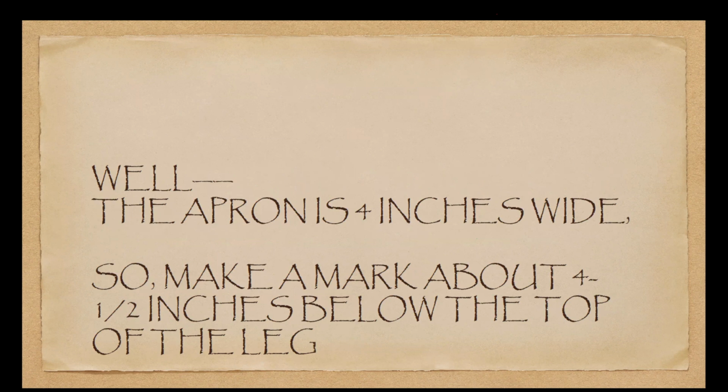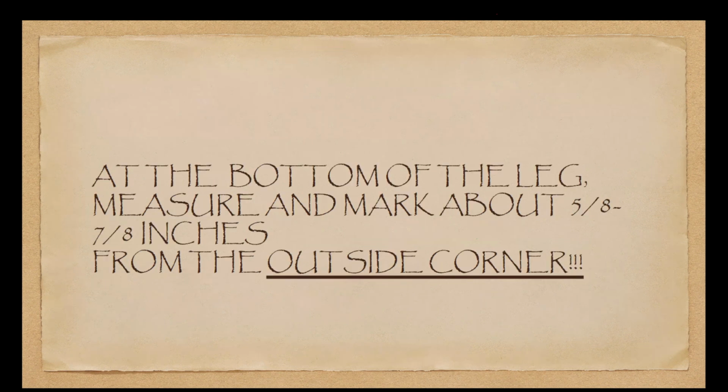So what we would do is, again, accept that the apron is 4 inches wide. So what you would do would be to make a mark about 4.5 inches below the top of the leg. And then at the bottom of the leg, you would measure and mark about 5/8 to 7/8 inches from the outside corner. You also need to make sure that you mark the inside and outside corners so that you don't cut the wrong sides. There would be two cuts. The two inside faces are going to be the ones cut.